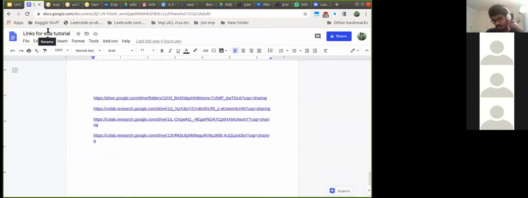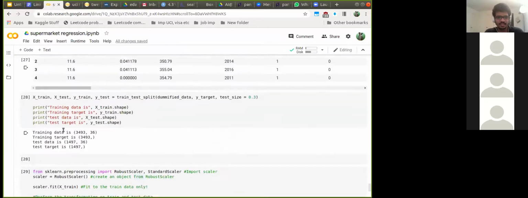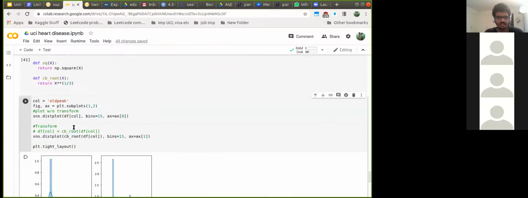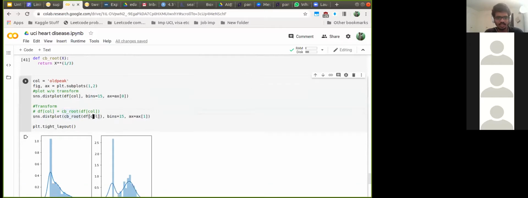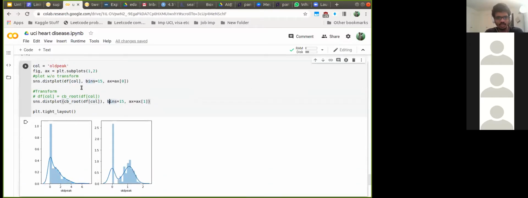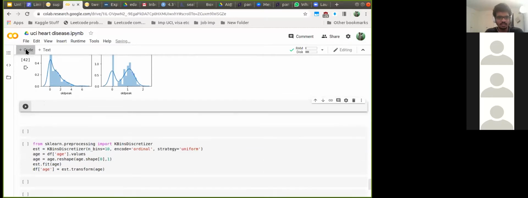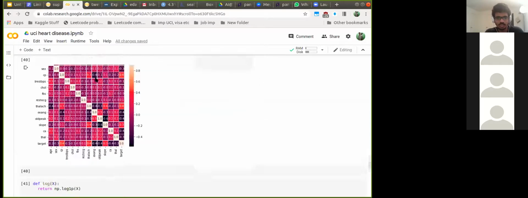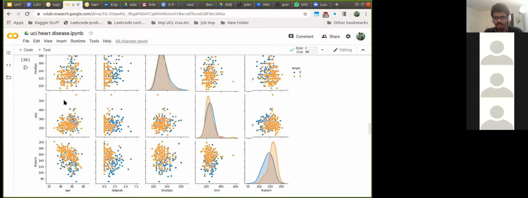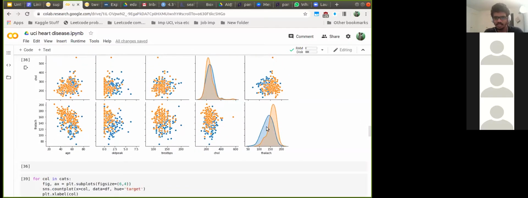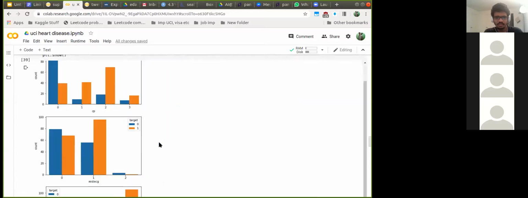At least for the sake of the workshop, I'm keeping it open to everyone. If anyone has any suggestions with respect to the transforms that can be done here: I've tried a cube root transform here, and a few other transforms too, and this seems to work best. There are other features also that could use feature transformations. Let me go ahead, and even this particular feature could have a feature transformation.